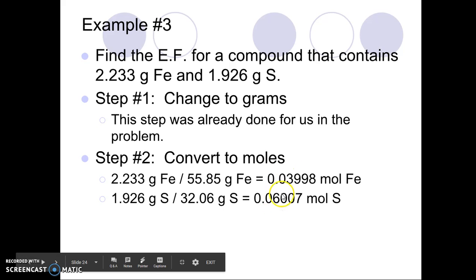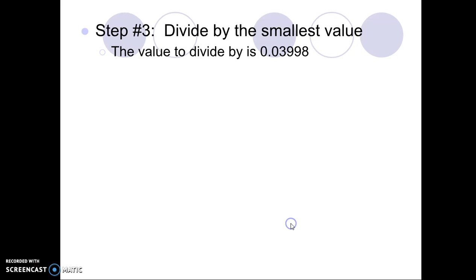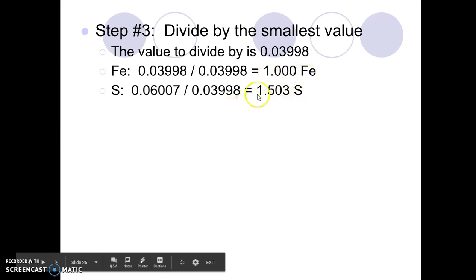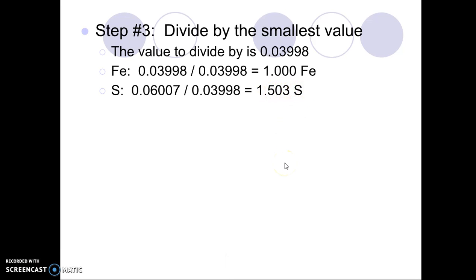And I'm going to pick which one is the smallest number. In this case, the iron is the smallest number. So I'm going to divide everything by the smallest number. And you'll notice I get 1 of iron, but I get 1.5 of sulfur. So I'm going to have to go on to a step 4.